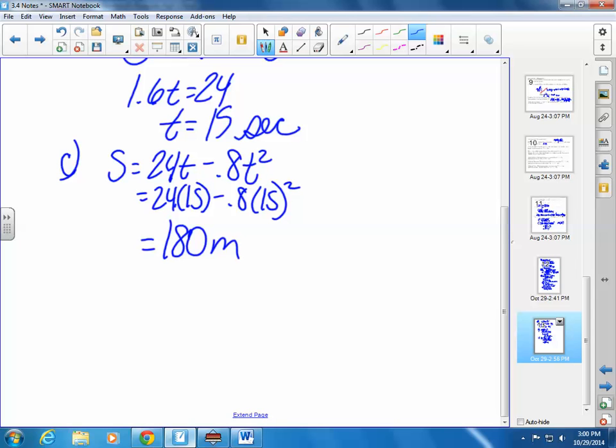So D, when did the rock reach half its maximum height?